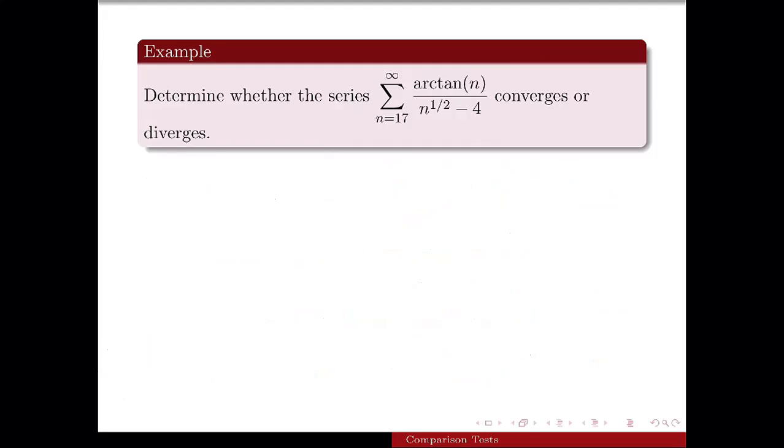Next problem here. Determine whether the series converges or diverges. So you have series arctan n divided by n raised to 1/2 minus 4. Okay? Arctan n over n raised to 1/2 minus 4. You sum that from n equals 17 up to plus infinity. So for this, we recall the following.